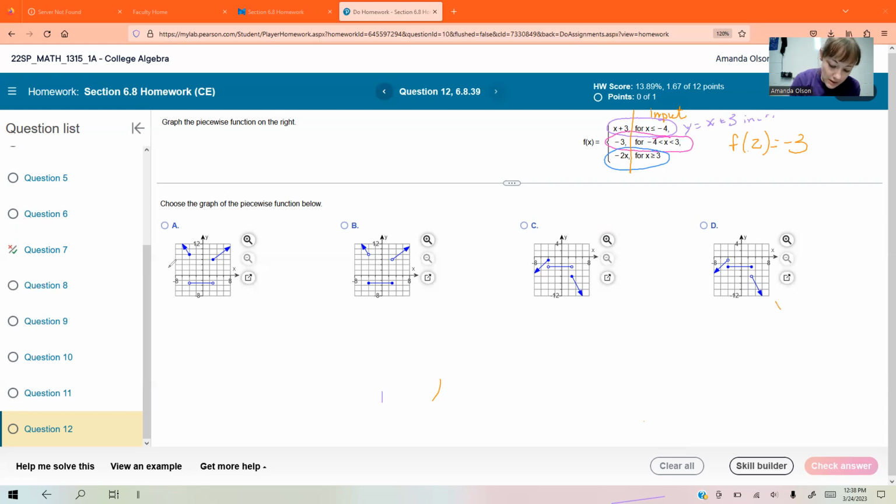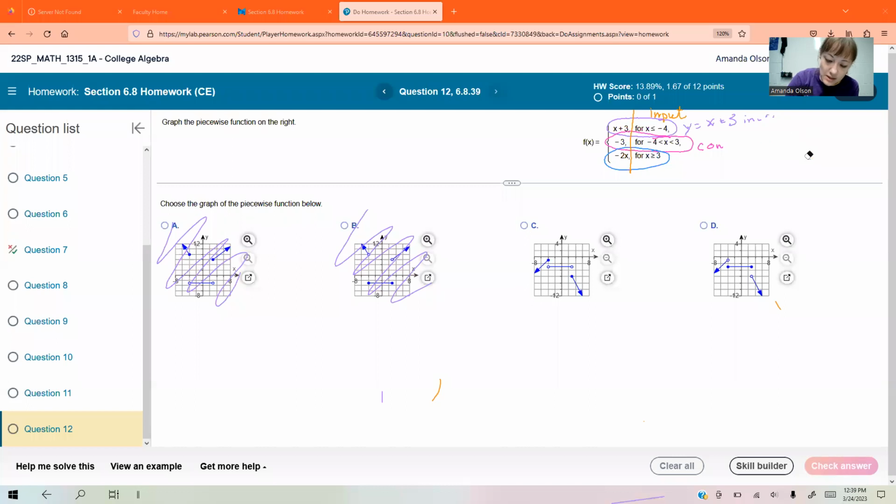So looking at the left one where I have A, I definitely know it's not going to be A. And similarly, it's not going to be B, because each one of those has, for x less than -4, a negative slope. So C and D are my next options. From there, I look at where my function's constant.